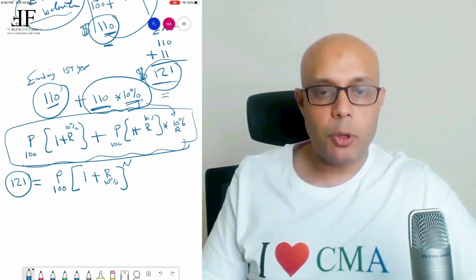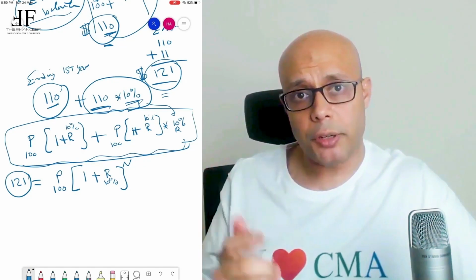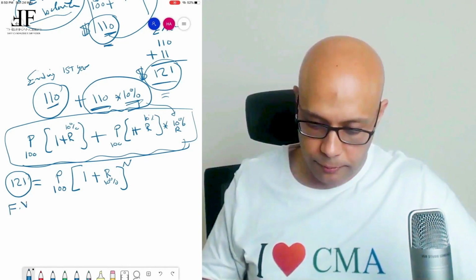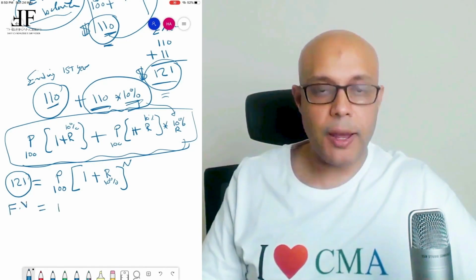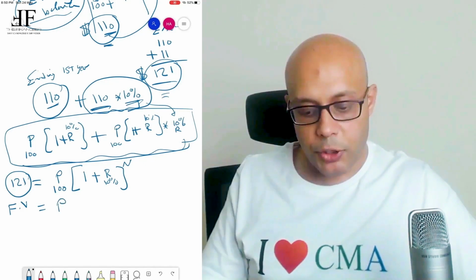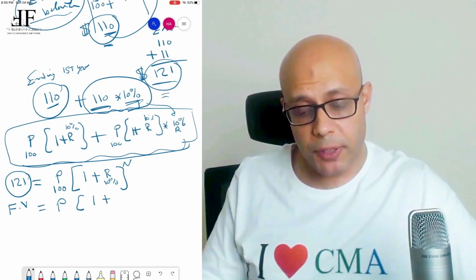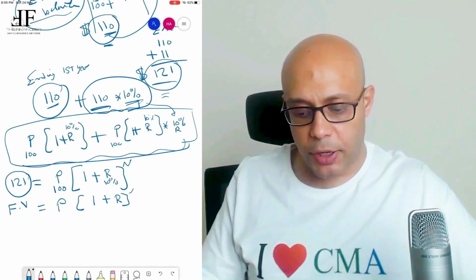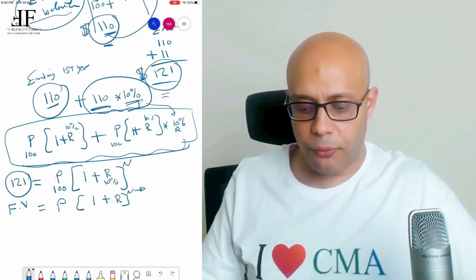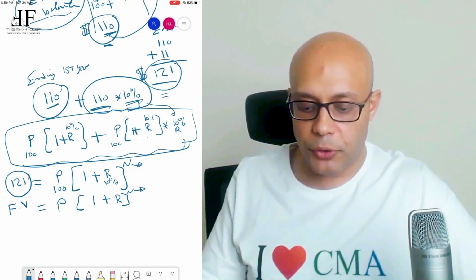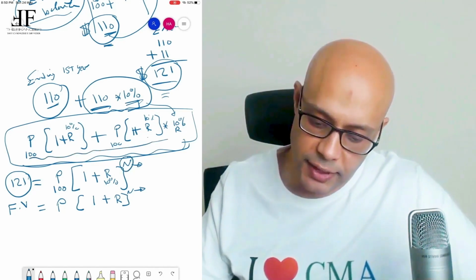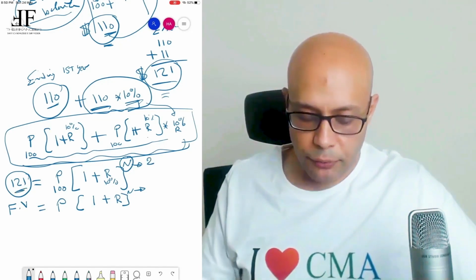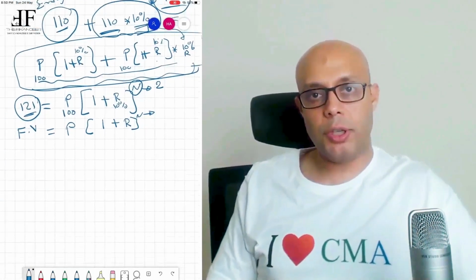This 121, because you are going to receive it in the future after 2 years, will be called future value. So the future value equals the principal you deposited in the bank at the beginning of your investment times 1 plus R, where R is the interest rate the bank is giving me, to the power of n. N refers to the number of years. In this case I'm talking about 2 years, so it will be 2 to the power of 2. If you solve this, it will be equal to 121.